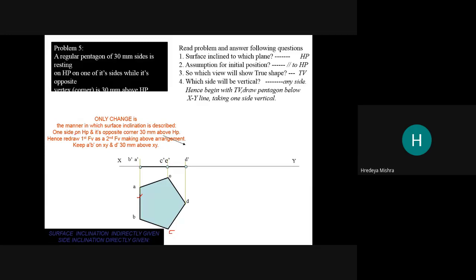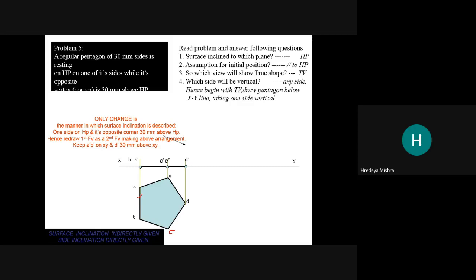Only the manner in which the surface inclination is described changes. Here the inclination is not given, but what happened? This inclination is given. The vertex is 30 mm above the HP. One side is resting and the other side is 30 mm above the HP. So we can keep that in mind.